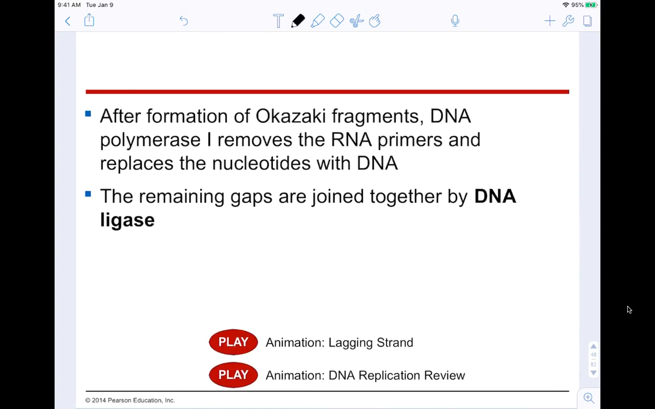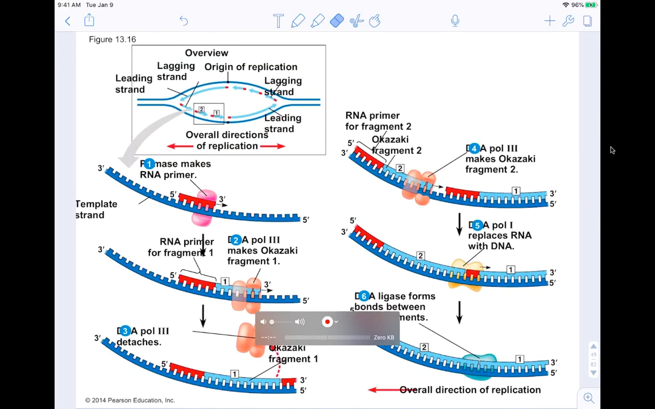I lied to you. So after the formation of our Okazaki fragments, DNA polymerase 1 has to go back in and remove all of these bunches of RNA primers to replace with nucleotides of DNA. And then it has to glue all the pieces back together, because it's not made in one piece. It's lagging and choppy, and it's made in all these fragments called Okazaki fragments. You need all these extra enzymes just to go back in and fix this. So that's what's going on with lagging. That's why it's not as fun.